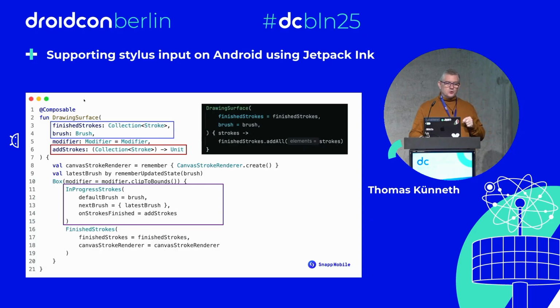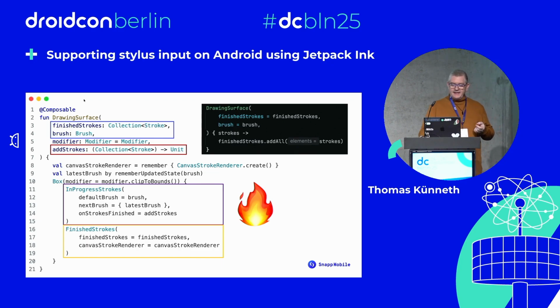And once the drawing is completed, there no longer is the need for Jetpack Ink API to handle that stroke. Then it is sort of moved to the list of finished strokes. And this is where the second composable comes in, which just renders the finished strokes on screen.